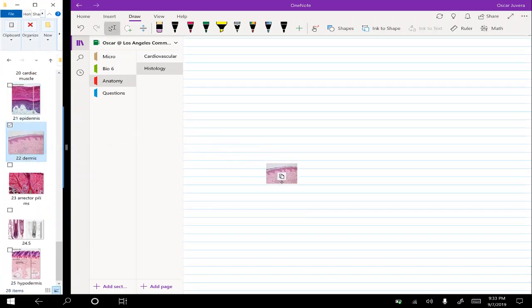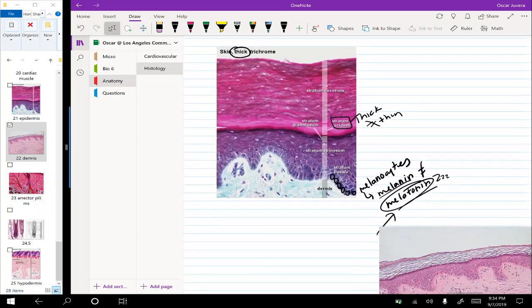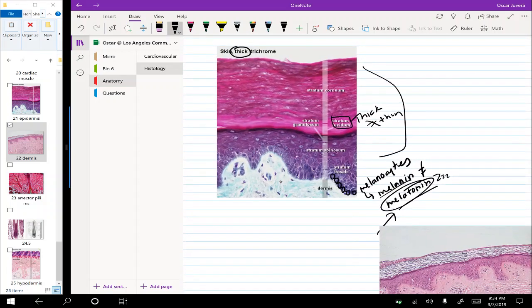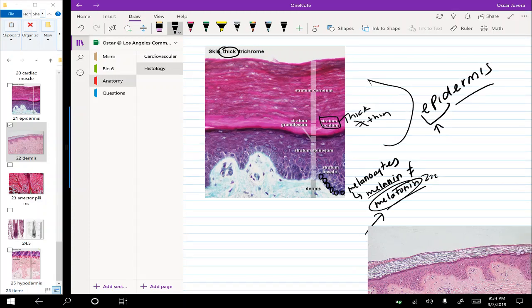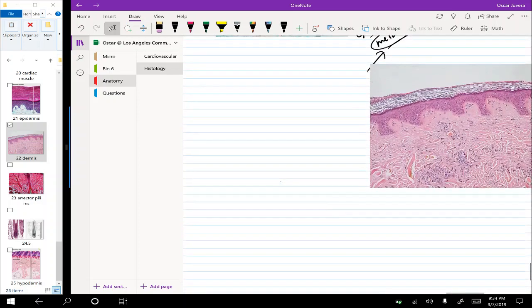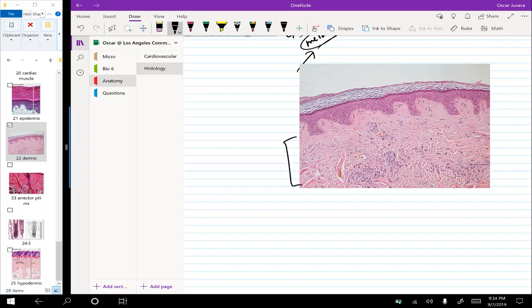So now let's move on to the dermis. By the way, let's get sunburn. All of these layers belong to the epidermis. The prefix epi means above, so the epidermis is above the dermis. Right now, I'm going to concentrate on the dermis. So that's the dermis. Epi means above. So that's the epidermis, and the epidermis contains the let's get sunburn layers.